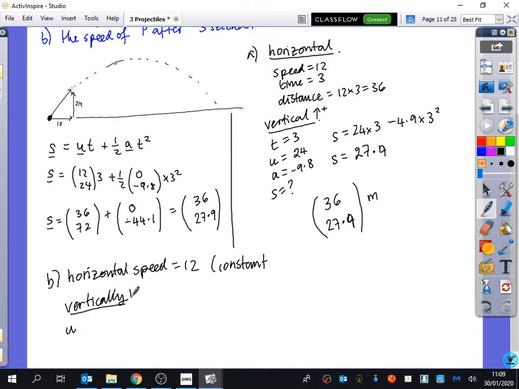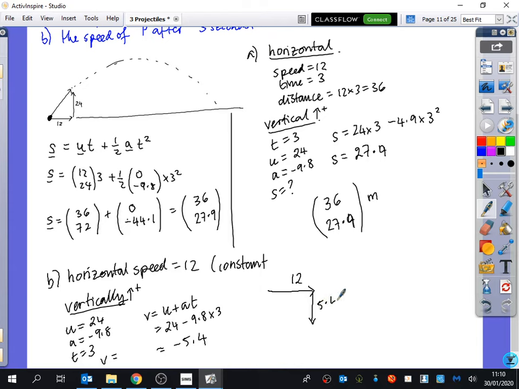Well, we know that if we're taking up as positive, u was 24, a was minus 9.8, and t was 3, and we're trying to find out what v is. Well, we know that v equals u plus at, so it's 24 minus 9.8 times 3. So 24 minus 9.8 times 3 is minus 5.4. So all you need to do to find out what the speed is after 3 seconds, well, it's moving across with 12, and the minus 5.4 says that it's moving downwards with 5.4.